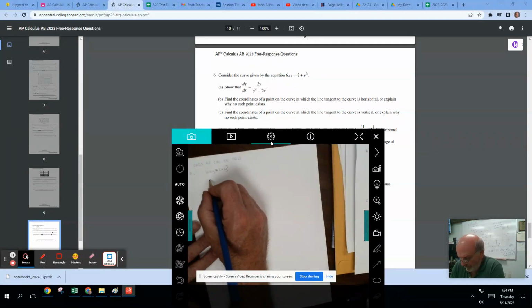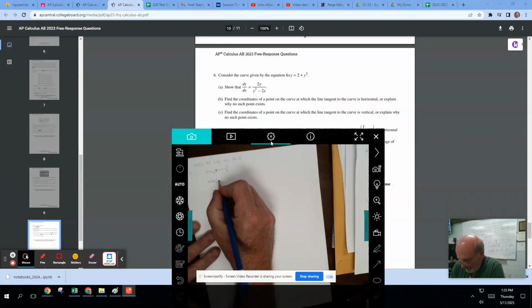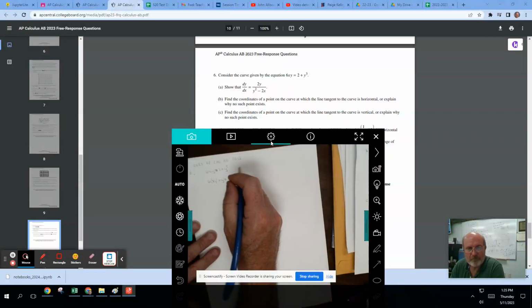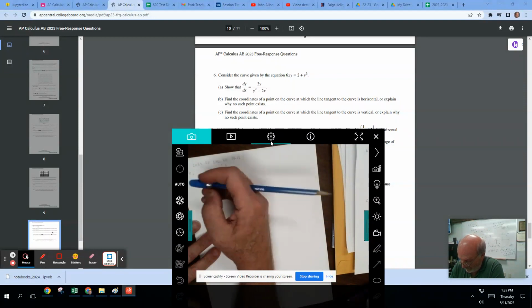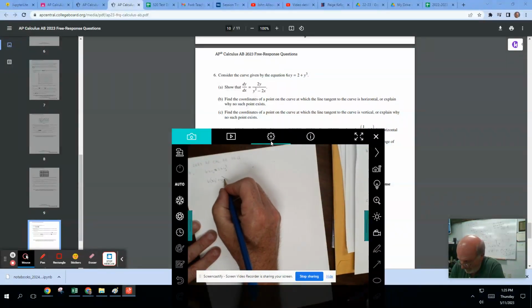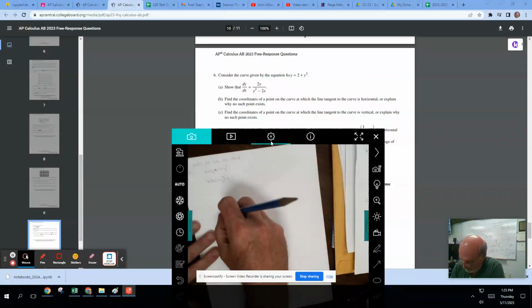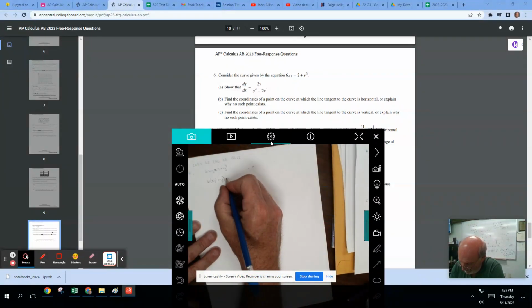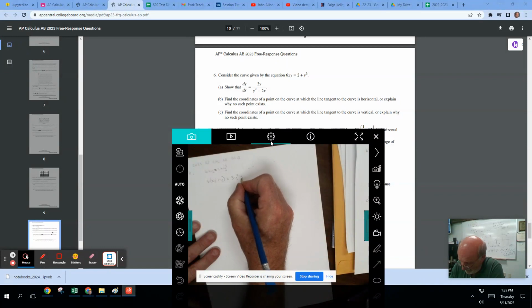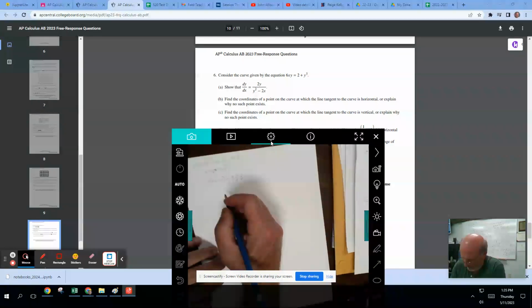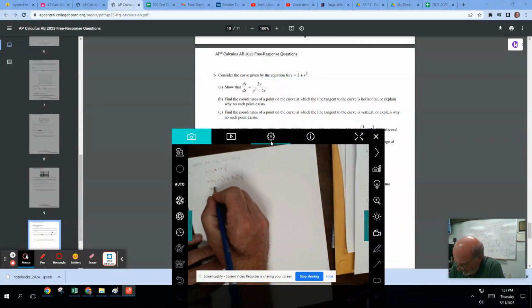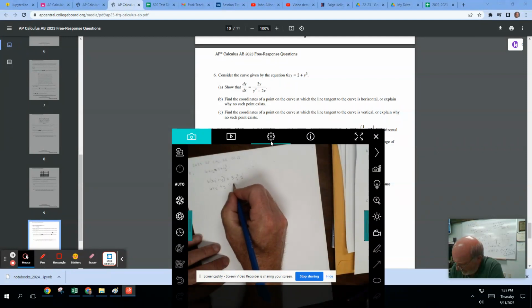So let's take the derivative of both sides, and we're going to get 6 times x y prime plus y, taking the derivative with respect to x, dy dx. So it's just y times 1, equals, derivative of a constant is 0, so 3y squared y prime. Of course, y prime is dy dx. Distribute, get 6xy prime plus y equals 3y squared y prime.